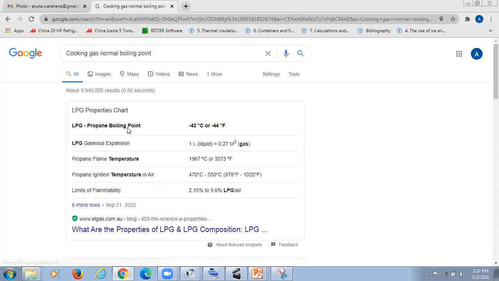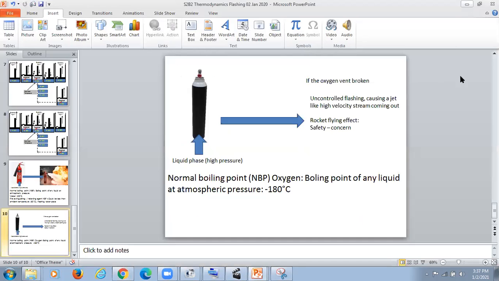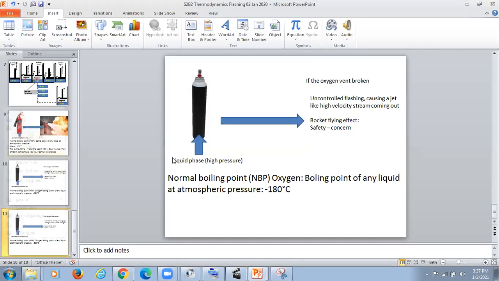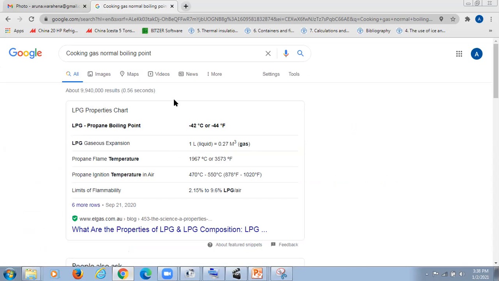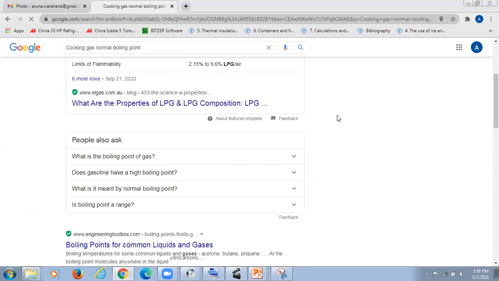LPG normal boiling point is minus 42 degrees Celsius. Yeah, minus 42 degrees Celsius. So LPG minus 42. So these are quite interesting. So cooking gas.